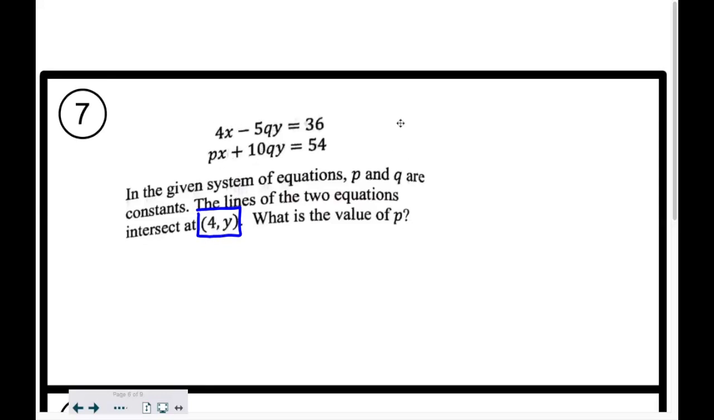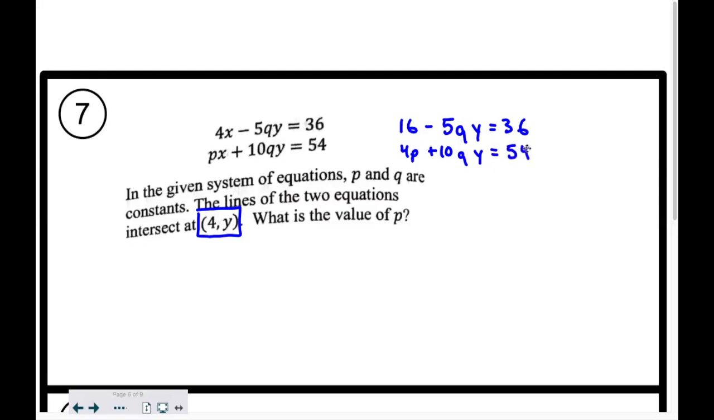So this is 16 minus 5qy equals 36. And then if I replace this x with 4, that's 4p plus 10qy equals 54.